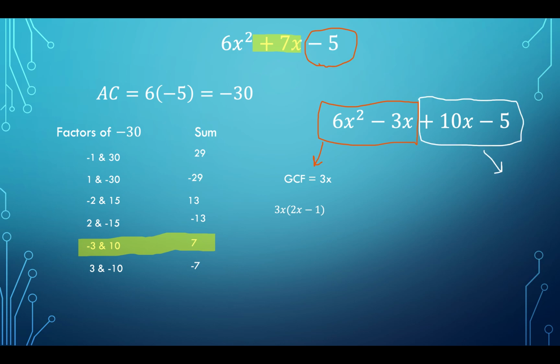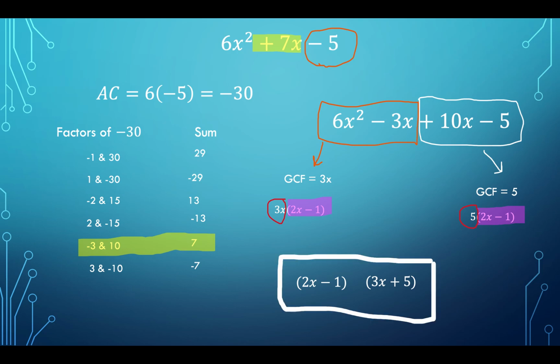Then we have this one over here, 10x minus 5. Greatest common factor is 5. And our factored form is 5 times 2x minus 1. The two sets of parentheses match, so we only use one of them. So we're using 2x minus 1. And then we have 3x and this 5 left over, so we group those together. So we now have 3x plus 5. So our final answer is 2x minus 1 times 3x plus 5.